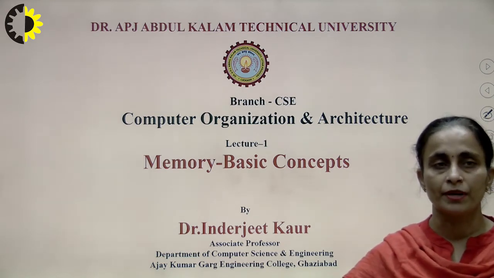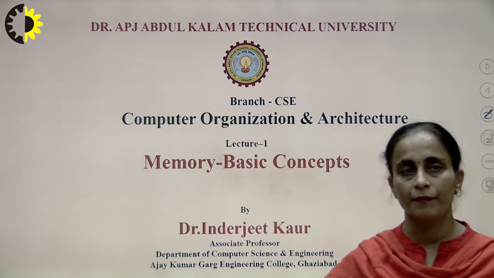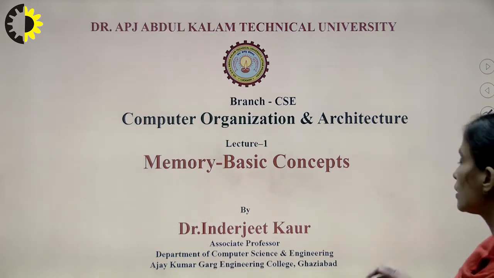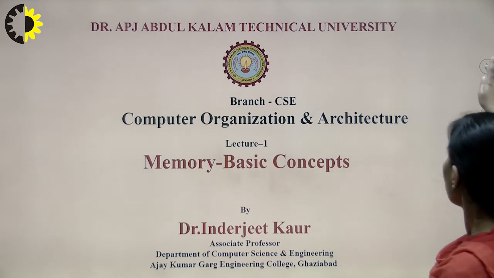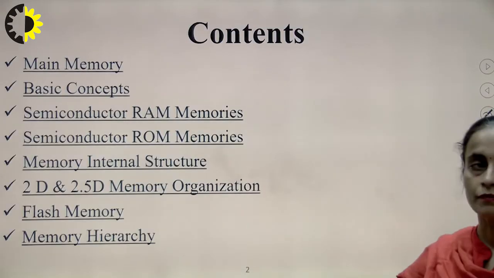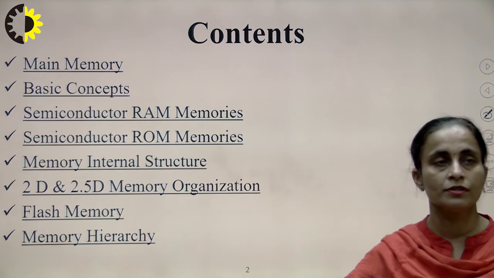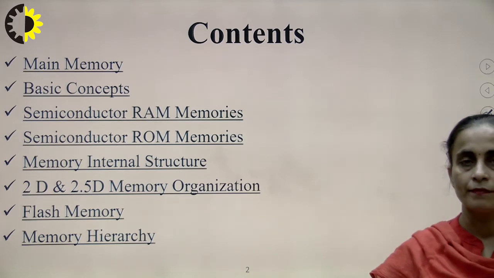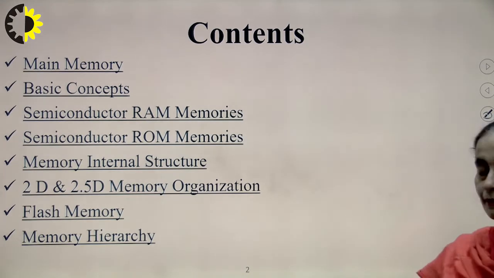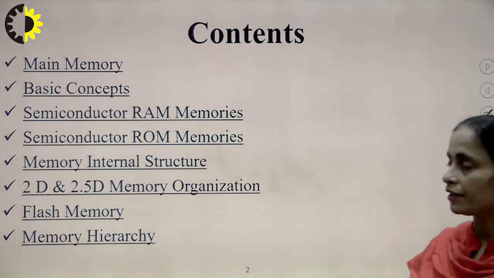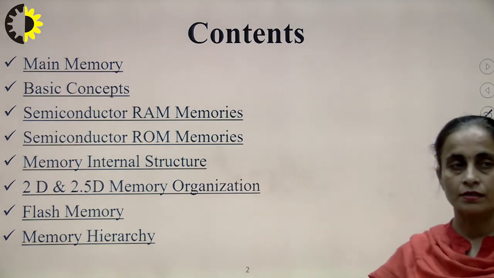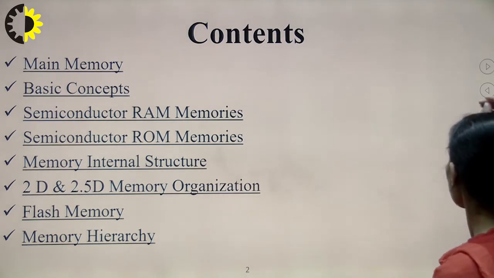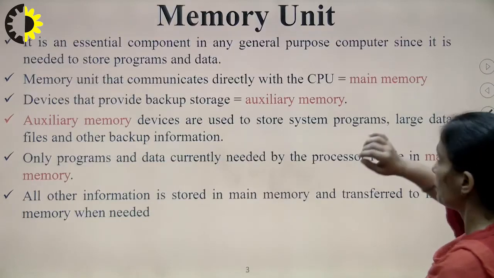Then we started how this CPU is communicating with our memory and how the different components of memory are interconnected with each other. So, in this we will be starting with the main memory. We will be discussing the basic concepts, semiconductor RAM and ROM memories, the internal structure of the memory, 2D and 2.5D memory organization, flash memory, and we will be discussing the memory hierarchy.